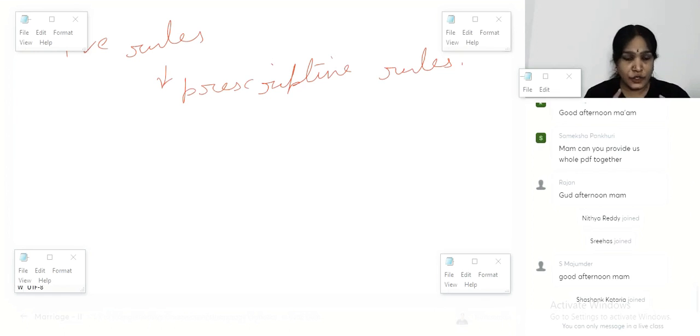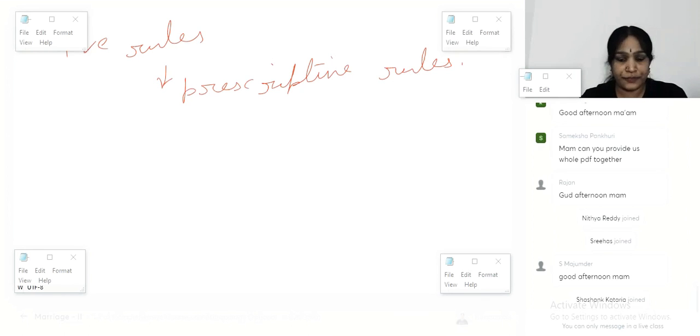Same way, your parents are showing you that particular boy you have to marry. Then it is called prescriptive, prescribing. The parents are prescribing whom you have to marry, just like a doctor prescribes which medicine you have to take. That's all: prescriptive rules. See, bring the term to something that you already know. That is an easy way of remembering it. So that is prescriptive rules.